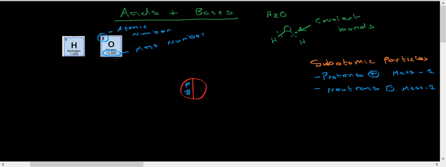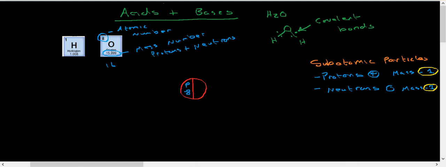And the mass number is made up of the number of protons and the number of neutrons. So what we can do is take the mass here, which isn't a whole number, and make it a whole number. We'll just say it's 16. Remember, the mass is protons and neutrons. That's where it comes from. Protons have a mass of 1 and neutrons have a mass of 1.